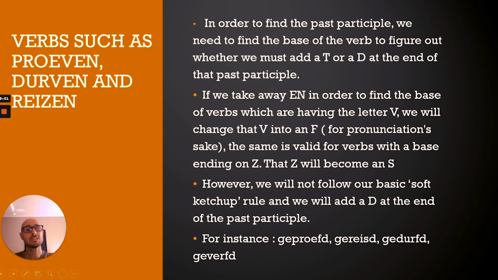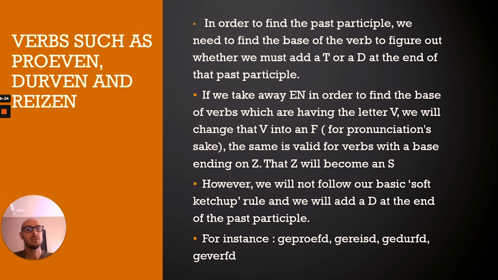Okay, so now I want to speak about verbs such as proeven, durven, and reizen. Proeven means to taste, durven means to dare, and reizen means to travel. Now, in order to find the past participle, as we did on the previous slide, we need to find the base of the verb to figure out whether we must add a T or a D at the end of that past participle. Now, if we take away en, in order to find the base of verbs which have the letter V, we will change that V into an F.